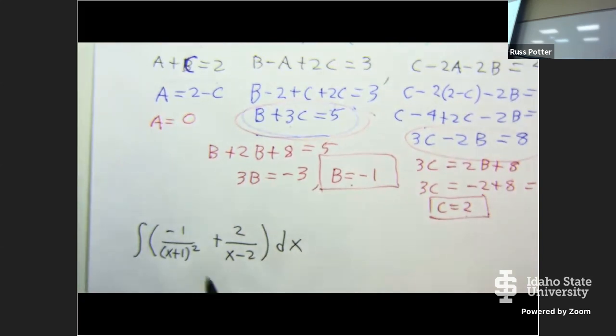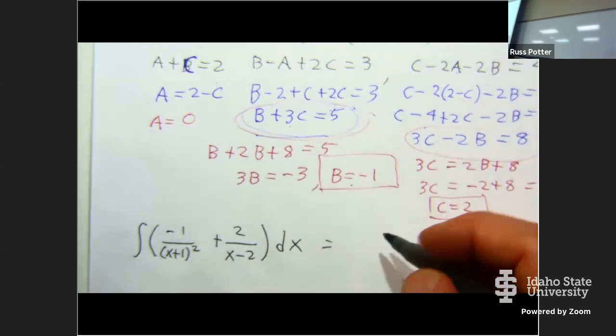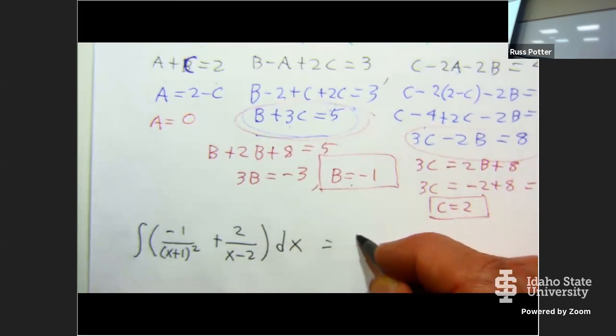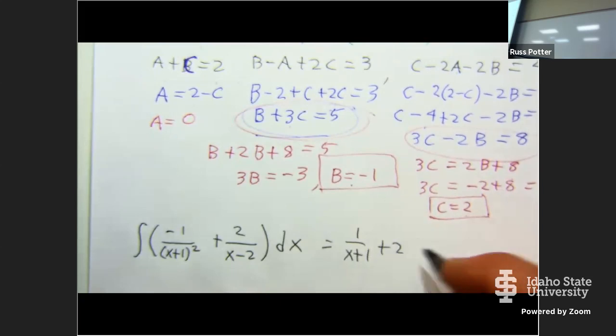So we're about out of time. This is going to be, if you use U substitution, then this will turn out to be, since there's a negative, it will be 1 over x plus 1, and then plus 2 times the natural log of x minus 2 plus the constant.